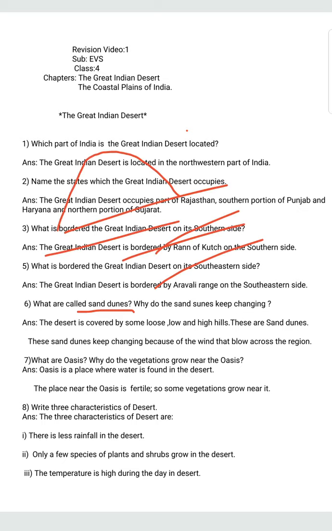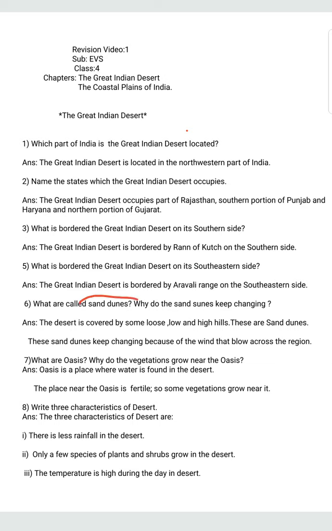These look like hills, so these are sand dunes, and these are made up of what? These are made up of some loose and low sand, and they look like high hills. They look like hills and are made up of sand, and these are called what? Sand dunes.